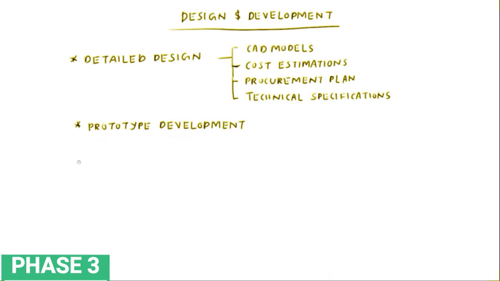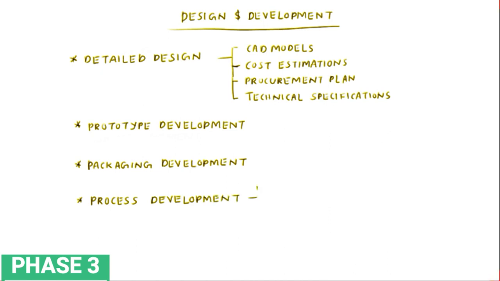The third one is packaging development. Everyone knows why we need packaging: it's basically for protecting the product during shipping and handling, but it also enhances the visual image of the product. The fourth one is process development. Process development is to develop methods for manufacturing, assembling, and inspection of the product.